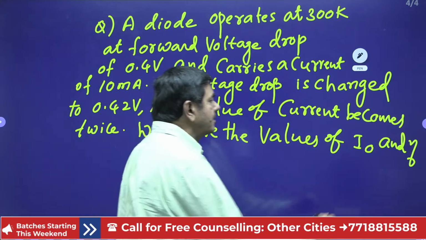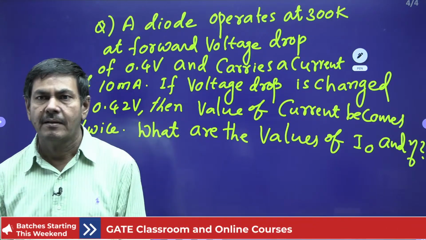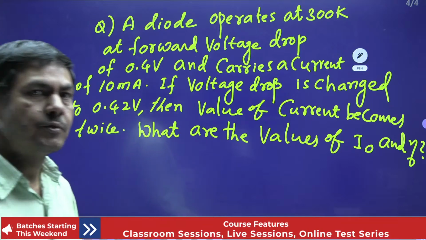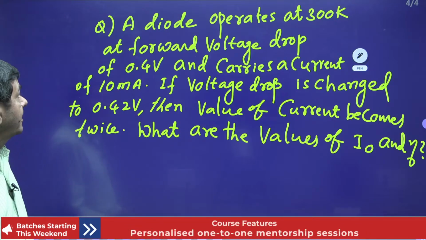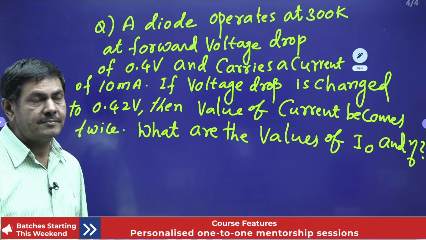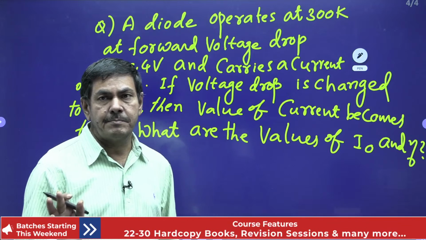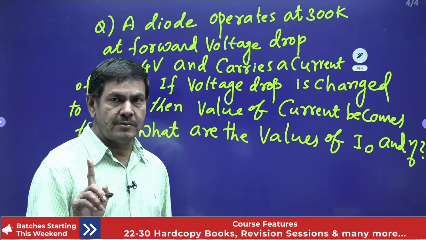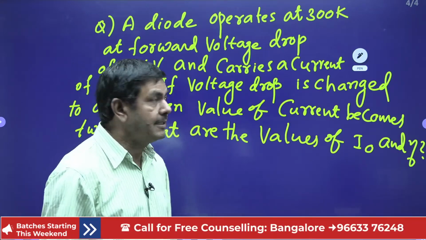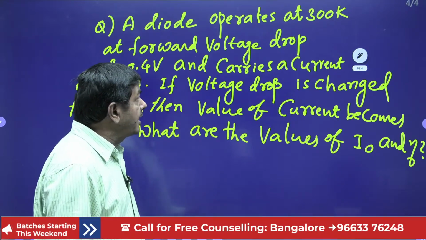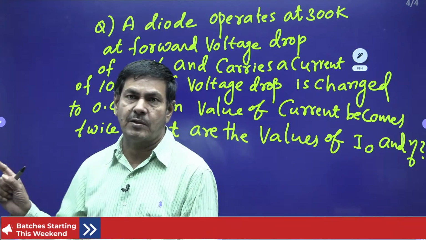This is one of the questions from the diode. How do we have to do this question? You check it, what is given? You please watch. A diode operates at 300 Kelvin. 300 Kelvin is given, meaning room temperature. When it is maintained at room temperature, we know one value very well: the thermal equivalent of voltage is 26 millivolts. At forward voltage drop is given, meaning the diode is under forward biasing here.